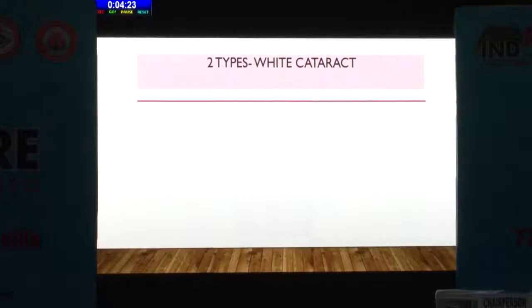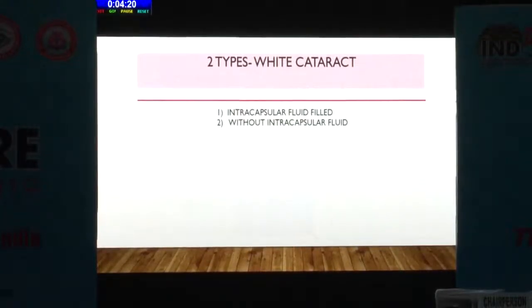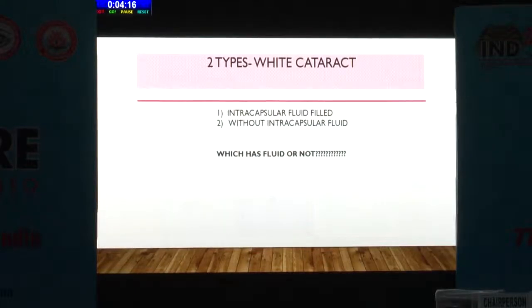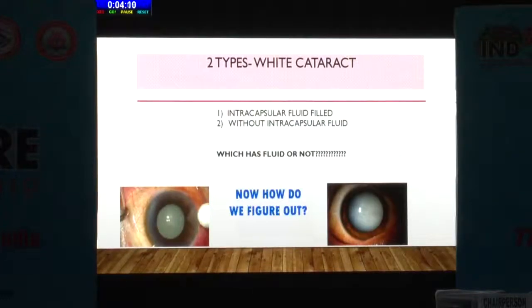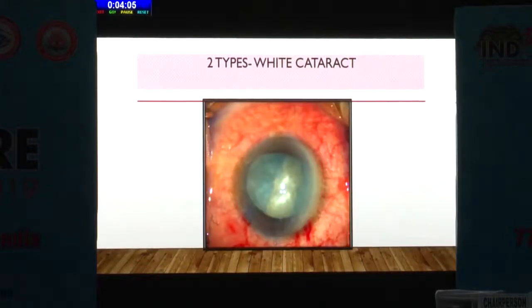Now, literature states there are two types of white cataracts, the one with intracapsular fluid and the one without intracapsular fluid. The question is, how do we find out which one has it or not? Looking at these two photos, you can actually not tell which one has intralenticular fluid or not. So my thought was, how do we figure it out? This is what we get in the end if we don't know about it.